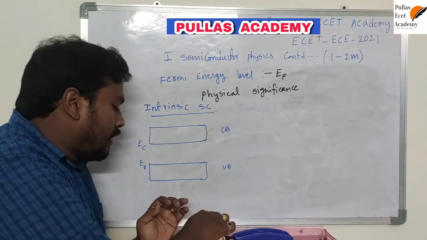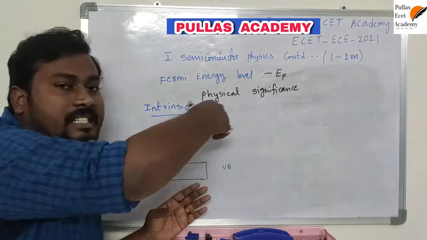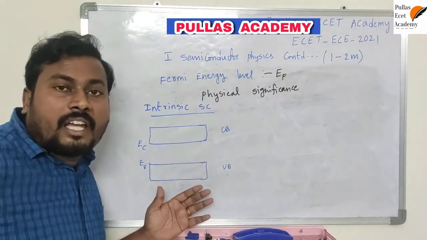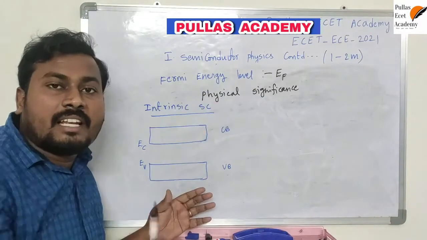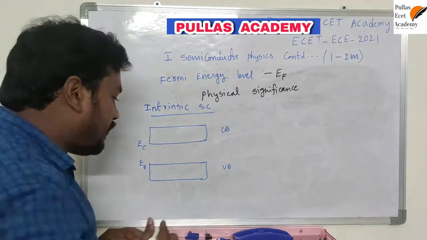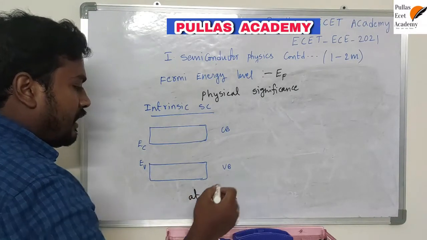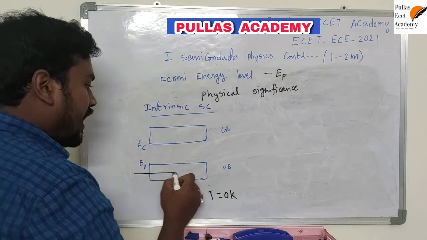Now, where can we locate this Fermi energy level in an intrinsic semiconductor? At T equal to 0 Kelvin we are speaking. Can I locate this in the valence band?